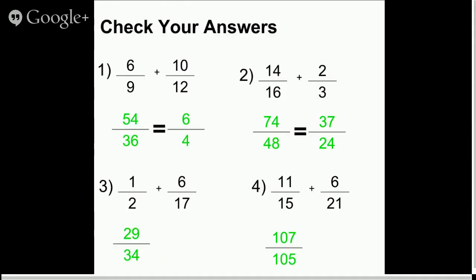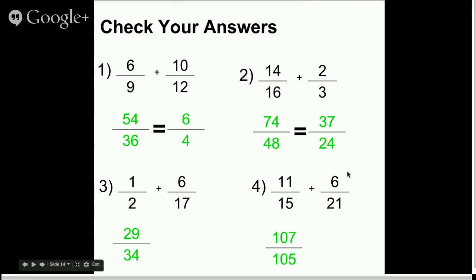All right, these are the correct answers. So 36 is their least common denominator. So times 4, you get 24. This times 3, and 30. 24 plus 30 gives you 54 out of 36. And you get 6 over 4, which would actually simplify further. Sorry, that should be 3/2.